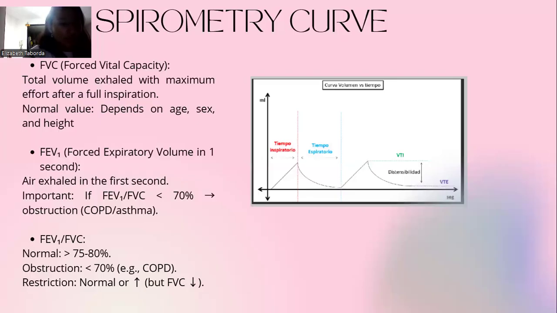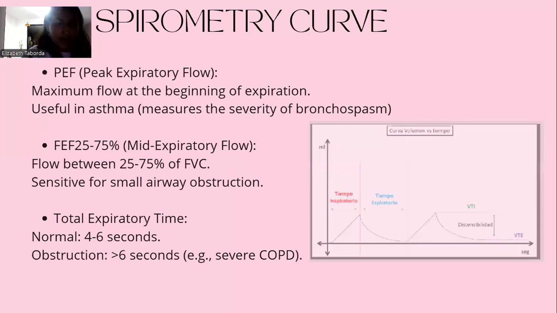If the FEV1/FVC ratio is less than 70%, it indicates an obstruction, as in COPD. A normal value is between 75% and 80%. There are some other important values.